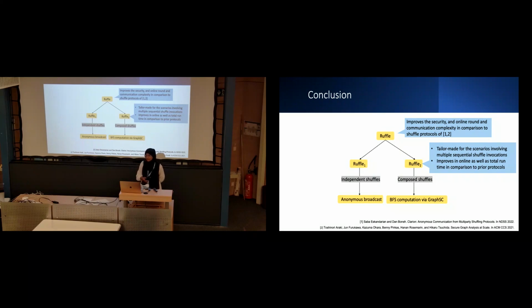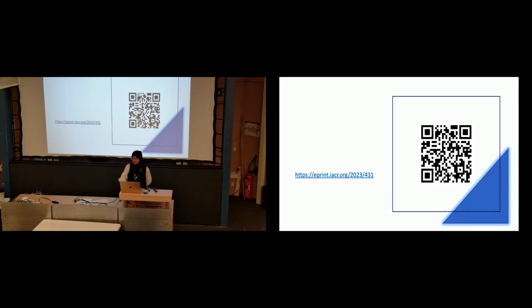So to conclude, we have designed a three-party honest majority shuffle protocol called Ruffle, which improves in terms of the security as well as the online round and communication complexity in comparison to prior work. And building on top of Ruffle to handle the case of multiple sequential shuffle invocations, we designed Ruffle 1 and Ruffle 2, which are tailor-made for the cases of independent shuffles and composed shuffles respectively. And we showcase the use of Ruffle 1 for anonymous broadcast and Ruffle 2 for BFS computation via Graph-C. So you can find more details of the protocol in the paper.